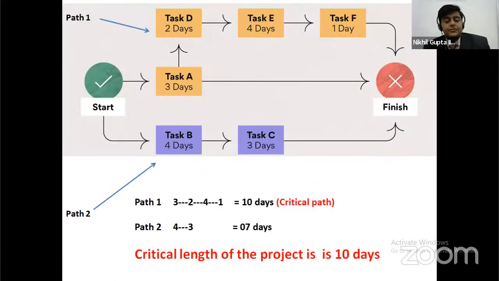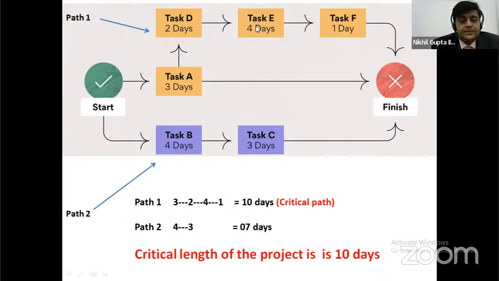This is the diagram. We can understand a critical path. This is a project in which this is the starting point and this one is the end point. After the starting point, this is task 1, which takes 3 days. This is task 2, say task D, which takes 2 days.